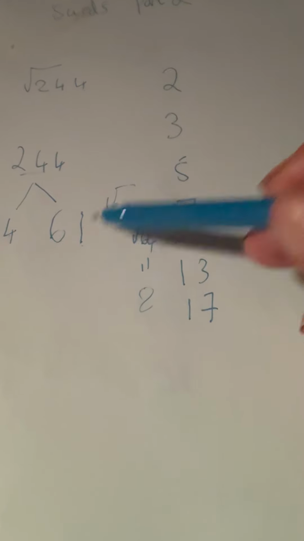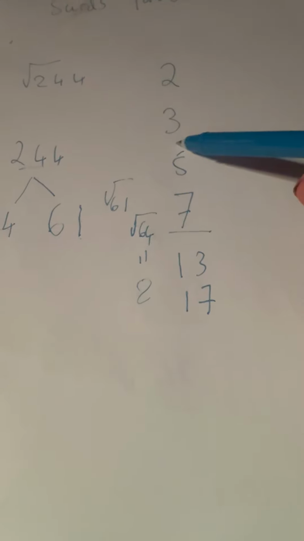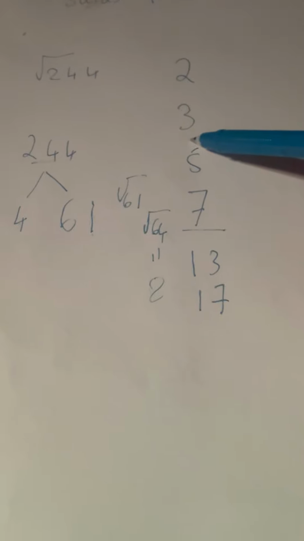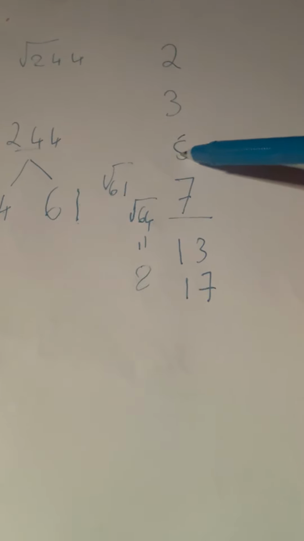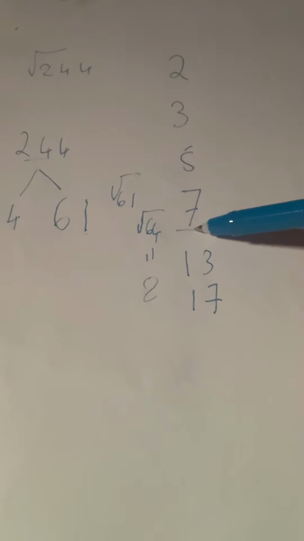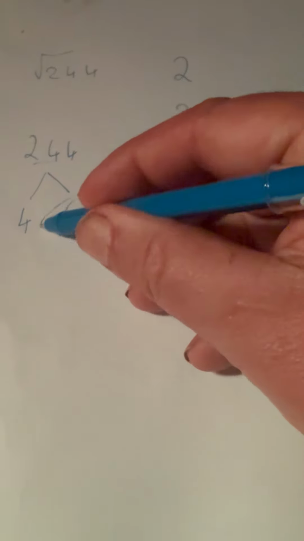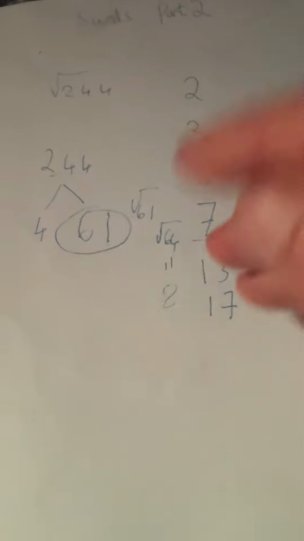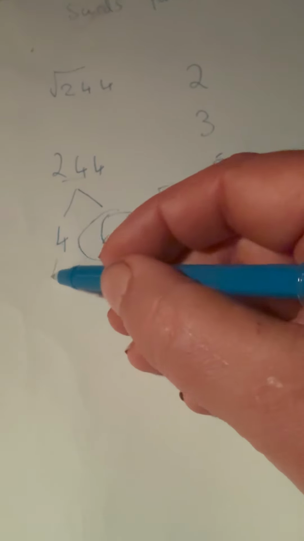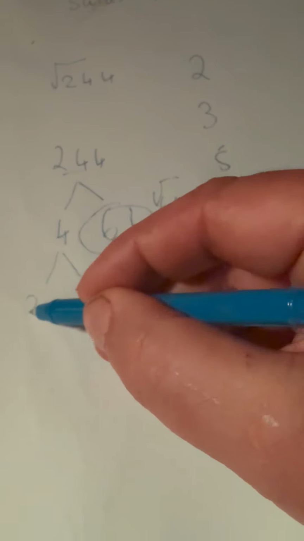So you only need those ones. And 61 isn't in the 2 times table. It's not in the 3 times table, because you add 6 plus 1, you don't get a multiple of 3. Not in the 5. And it's not in the 7, because 7 nines are 63. So it's prime. But this one here could actually be divided up into 2 prime numbers, 2 and 2.